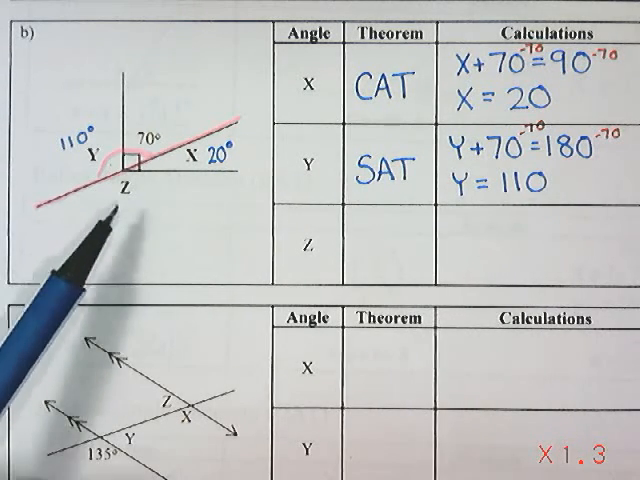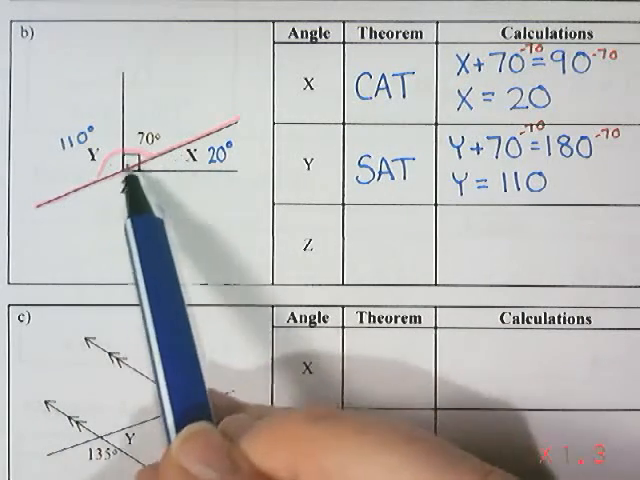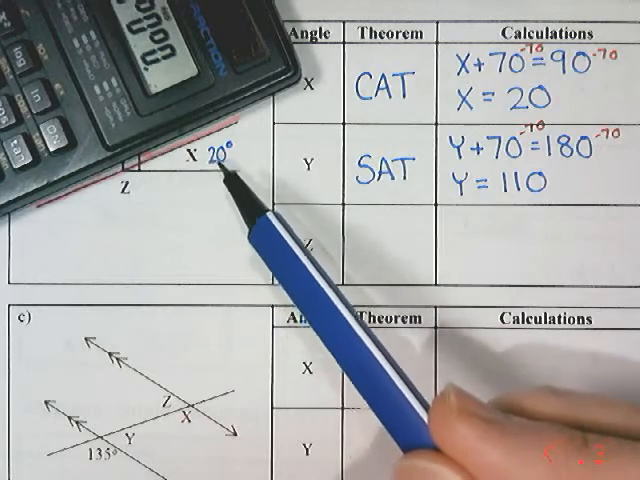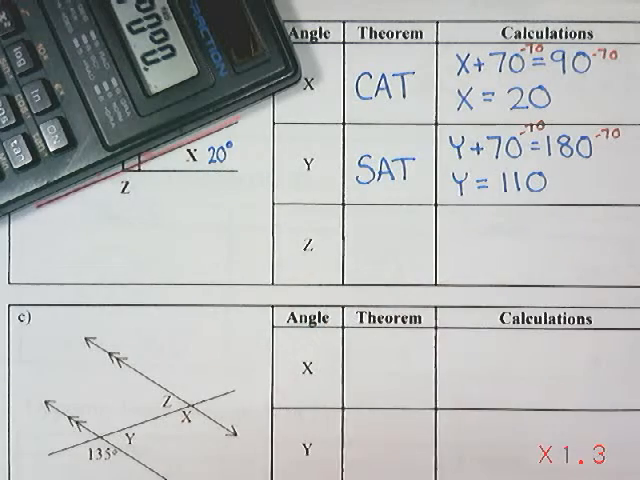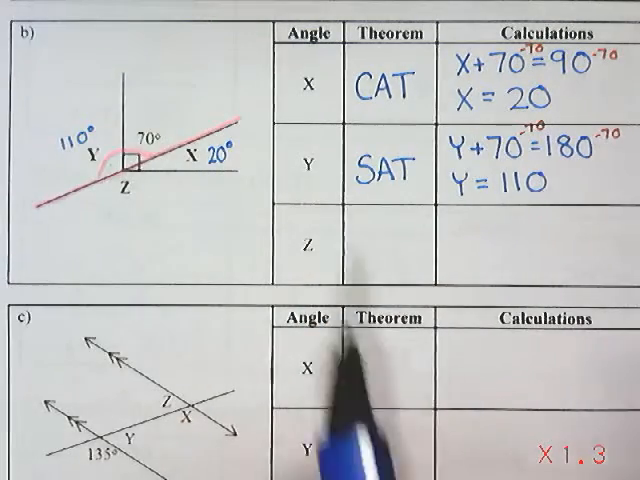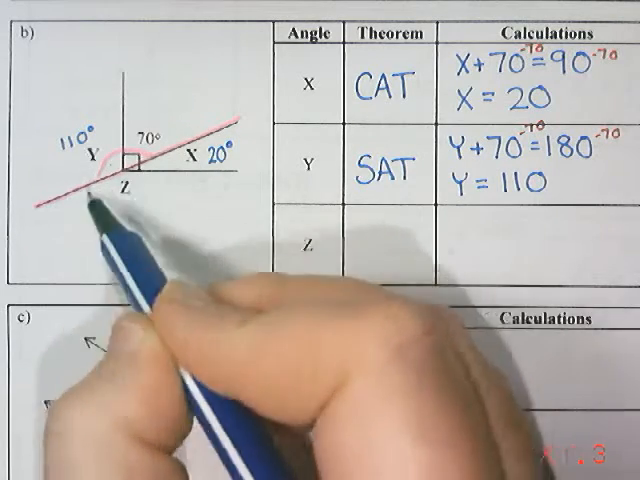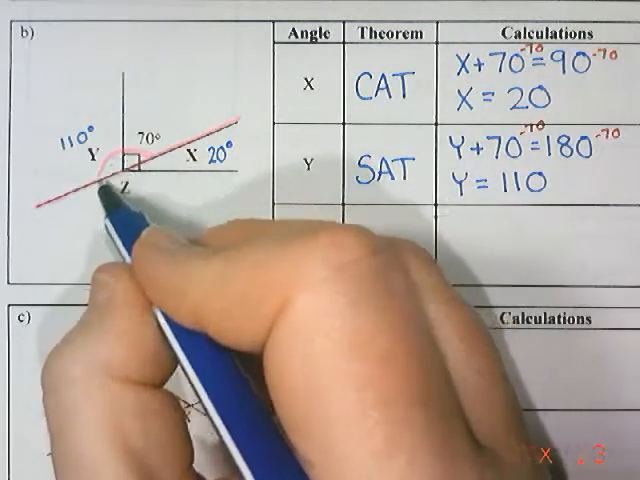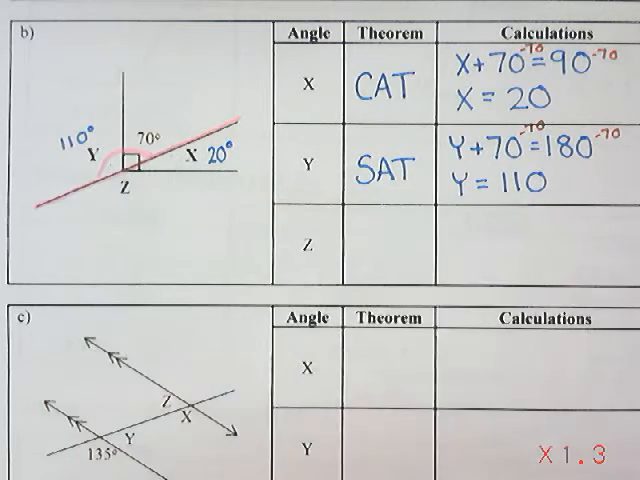And last but not least, we have Z. And there is more than one way to find Z. So one thing I notice is this pink straight line that I marked for Y and 70 also works for Z and that 20 degree angle that was X, right? I could say that these two angles add together to make a straight line of 180 degrees. I could, however, also say that all of these go in a big circle, so they add to 360 degrees. Now, none of these are reflex angles, but if you were to add 110, 70, and 20 together, they make a big reflex angle.